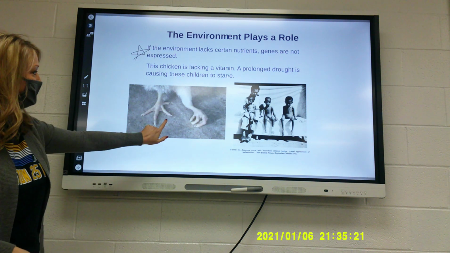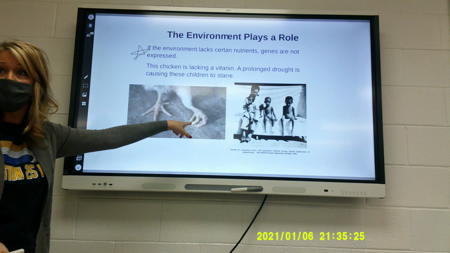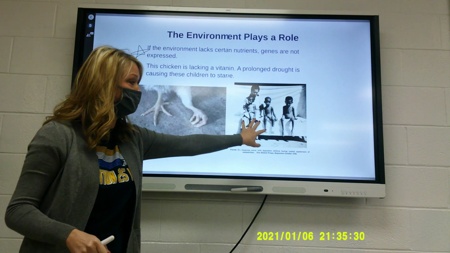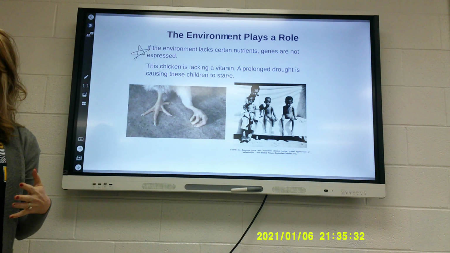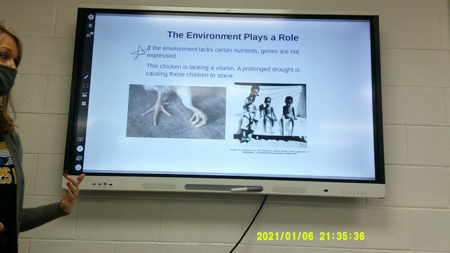This chicken is lacking a certain vitamin, okay? You can see it has affected the way that chicken grows. Drought. So here you have children who are not healthy. They're not growing correctly because they're not receiving the nutritious food that they need.